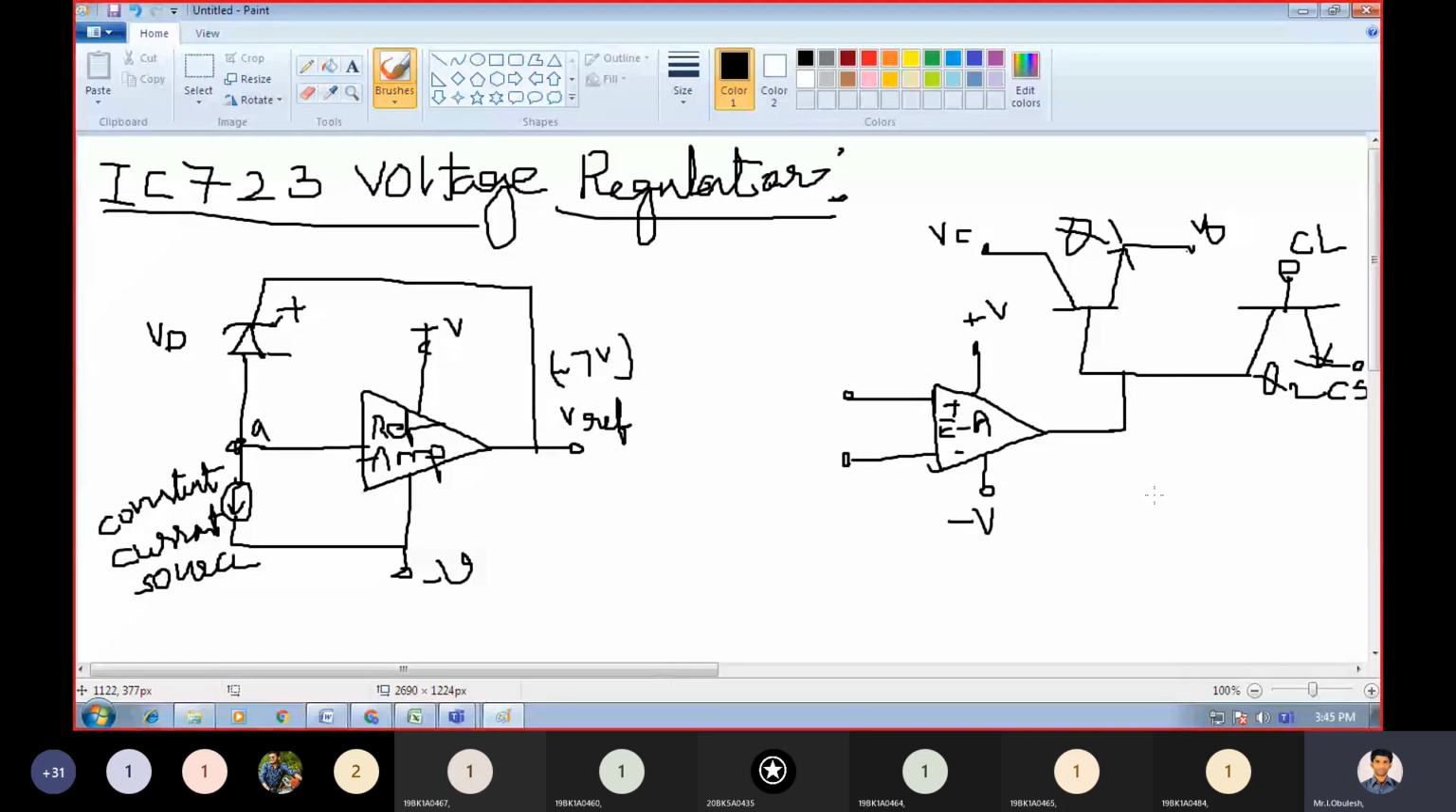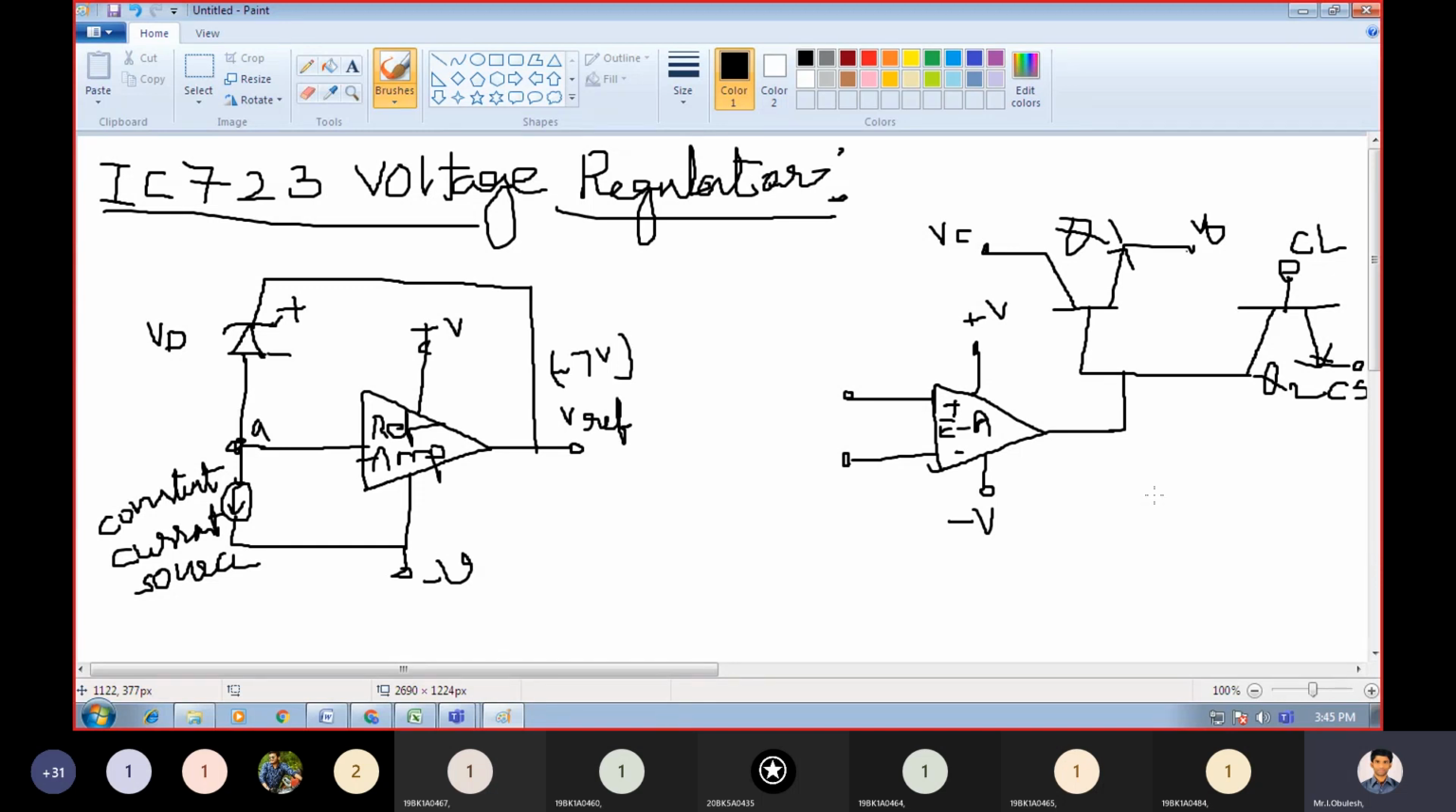So these two limitations can be overcome in the IC 723 voltage regulator, a general purpose regulator which can be adjusted over a wide range of both negative and positive regulated voltages. What are those two limitations? There is no short circuit protection and the output voltage is fixed.